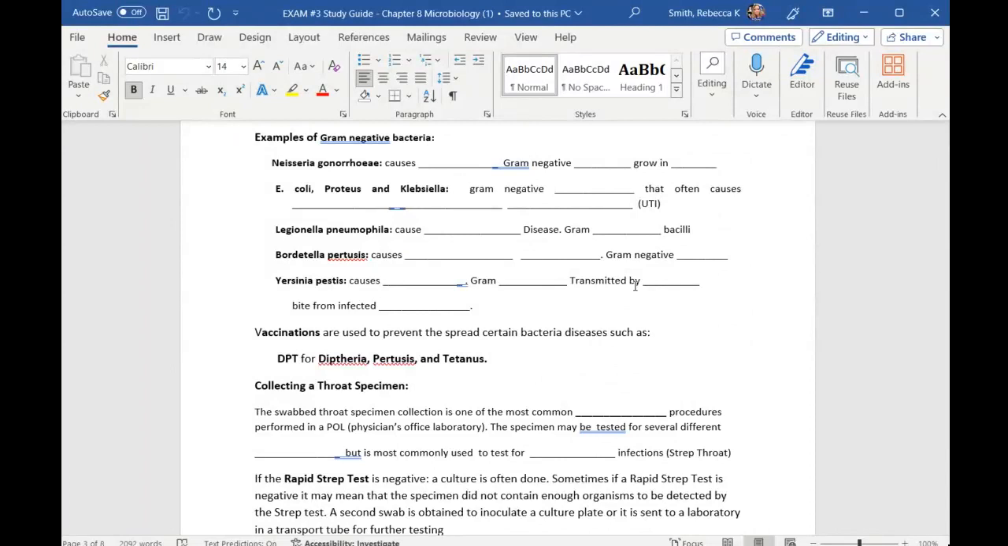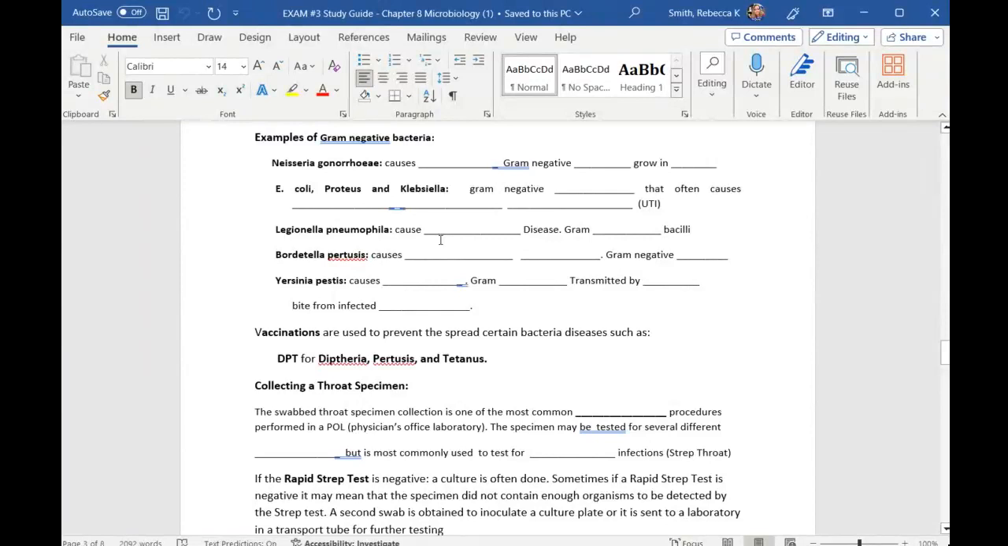E. coli, Proteus, and Klebsiella are gram-negative bacilli. Yep, rods or bacilli that cause UTIs. Proteus is really awesome. It's got flagella and it swims like crazy. It's a bacteria that moves all over the place. And when we grow it on the plate, it swarms all over the plate. So the whole plate is just covered. It's like one giant colony because it just grows all over the plate.